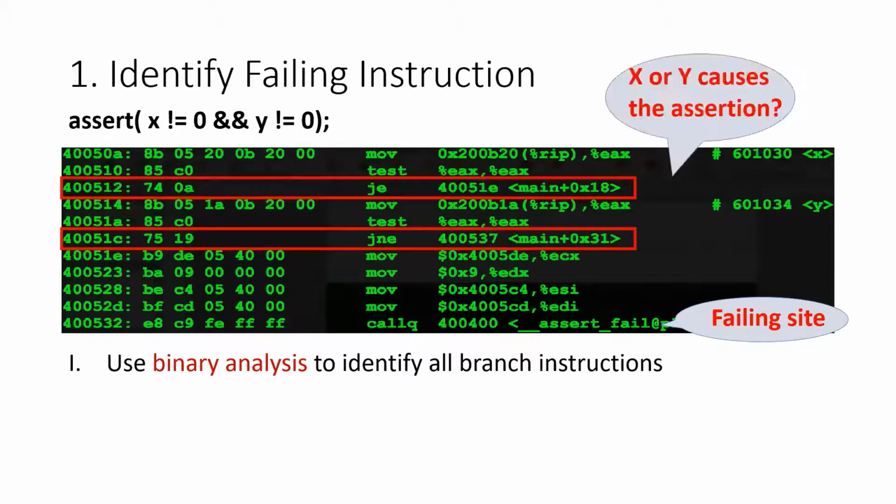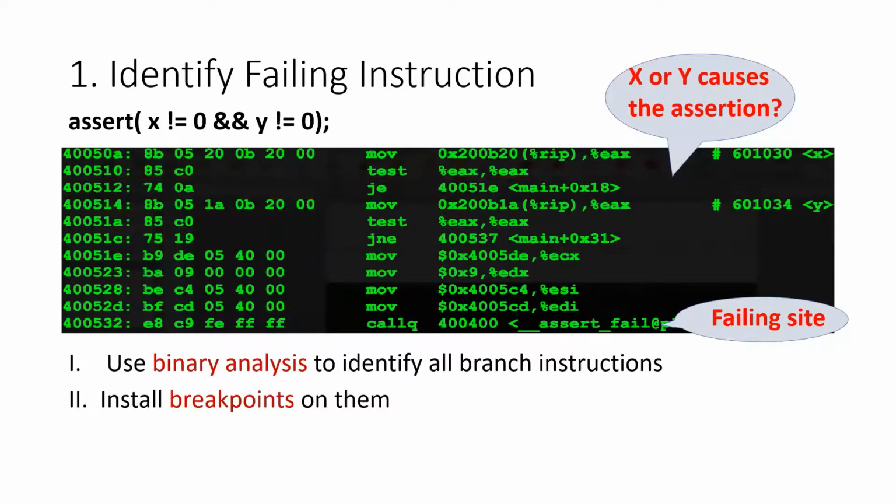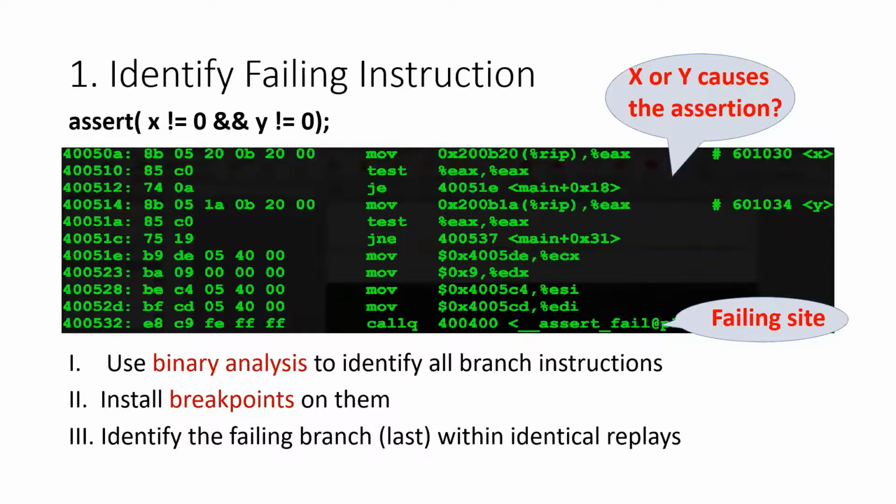So in this case, there are two variables, x and y. Binary analysis cannot determine which one caused the failure. Vultr installs breakpoints on these two instructions and identifies the failing branch within an identical replay. For example, in this case it is x, where the JE instruction in the right rectangle is taken. The test instruction sets the register flags using the values in register EAX.